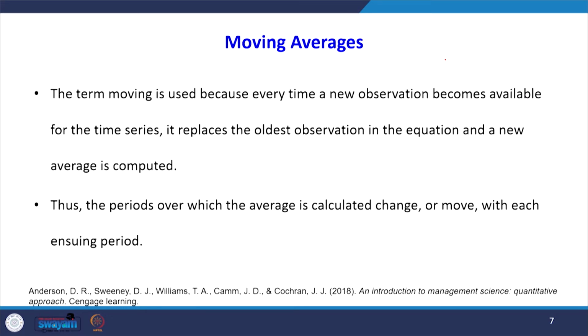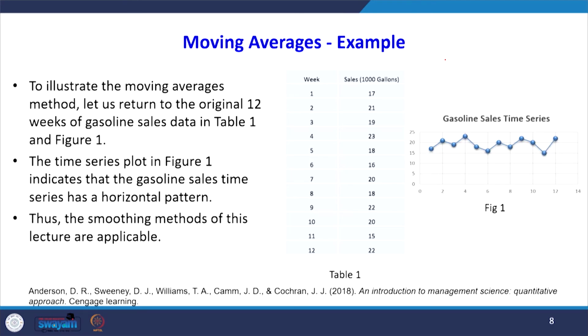The term moving is used because every time a new observation becomes available for the time series, it replaces the oldest observation in the equation and a new average is computed. So, the average is moving; that is why it is called the moving average method. Thus, the period over which the average is calculated changes or moves with each ensuing period. With the help of an example I will explain the concept of moving averages.